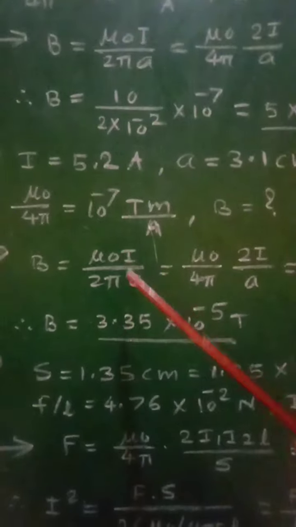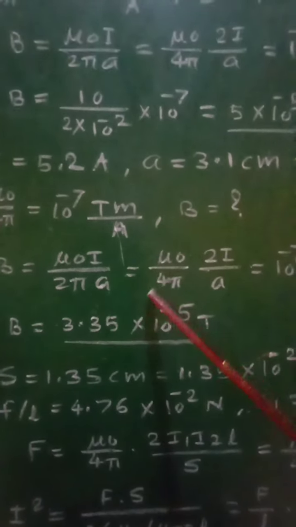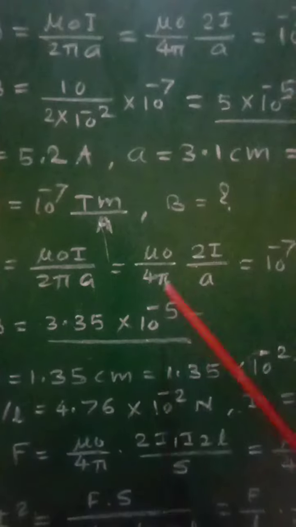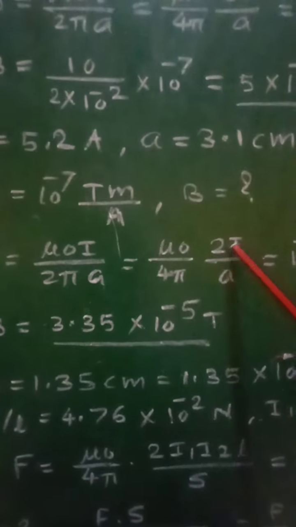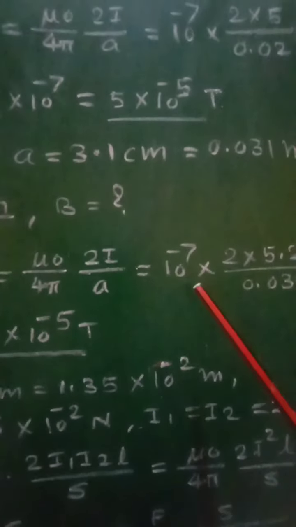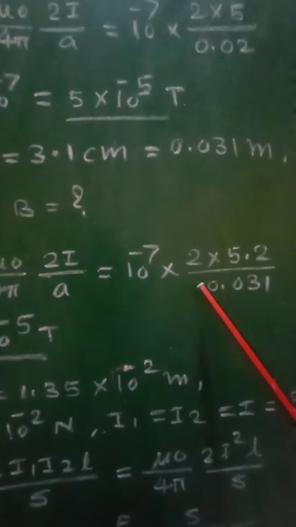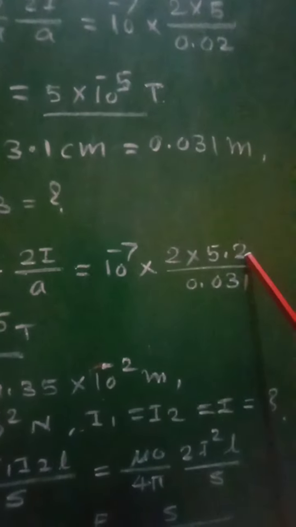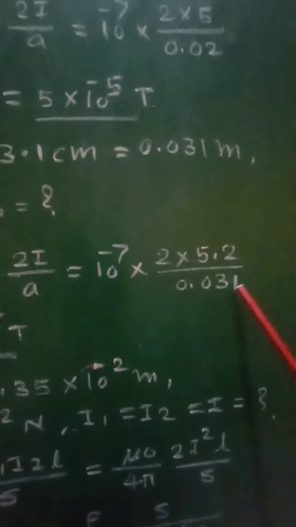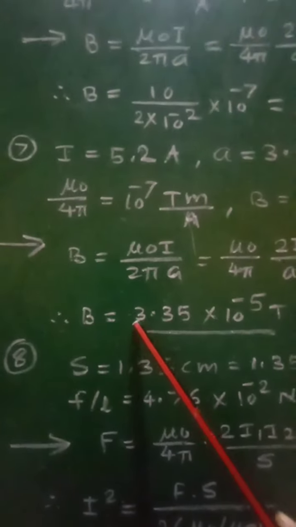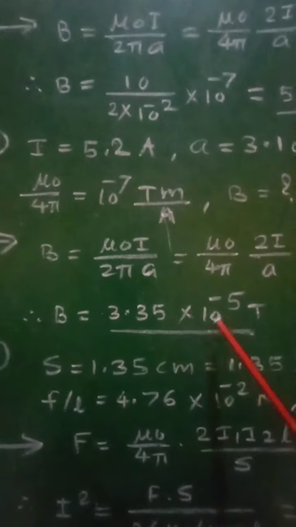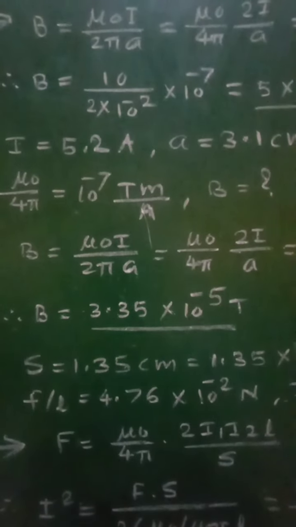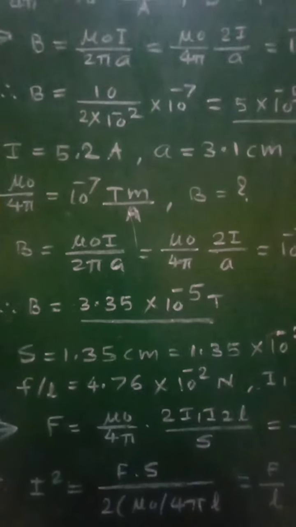Rearranging the terms, that is multiplying and dividing it by 2, we will get mu 0 upon 4 pi into 2I upon a. Putting the values we will get 10 raised to minus 7 into 2 into 5.2 divided by 0.031. Simplifying this, we will get value of B as 3.35 into 10 raised to minus 5 Tesla. This will be the required magnetic field.